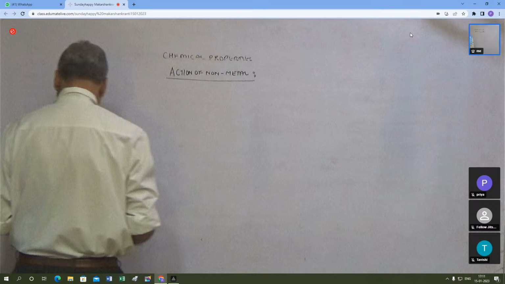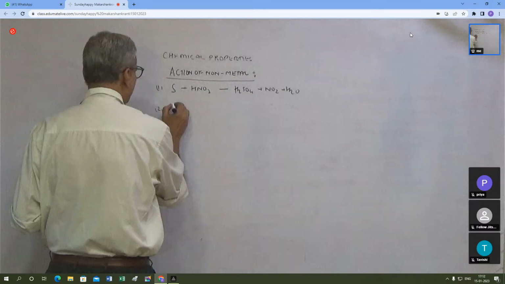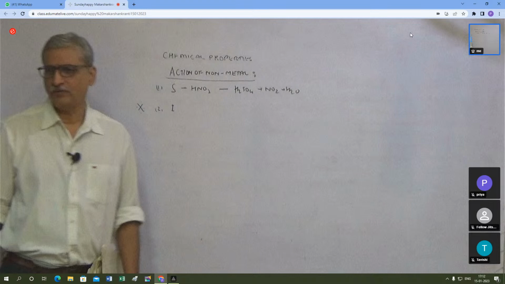The important ones that we are talking about, we have three. First is sulfur. Sulfur reacts with nitric acid. It forms sulfuric acid, NO2. The second one is iodine. This I think is very important. This would be important from the entrance exam point of view for the simple reason that iodine reacts with nitric acid.